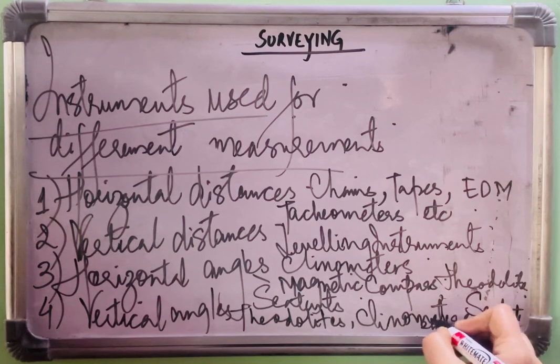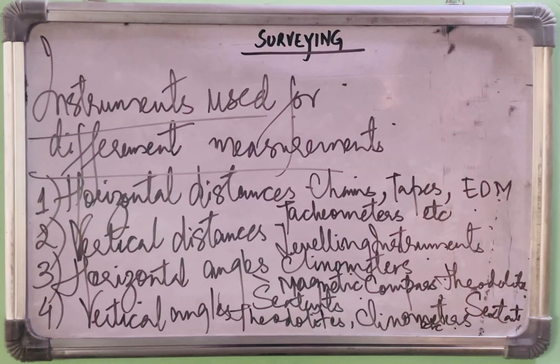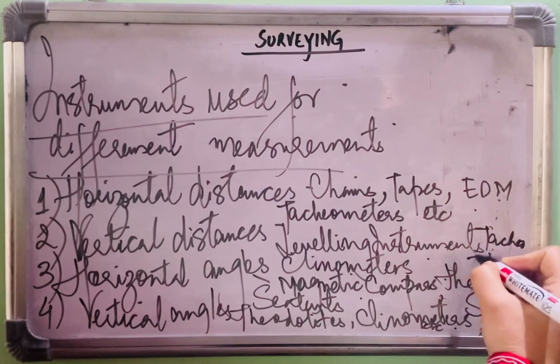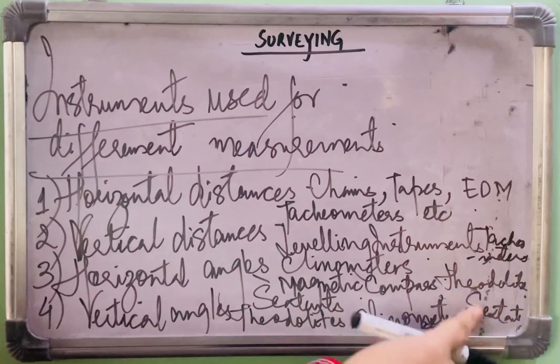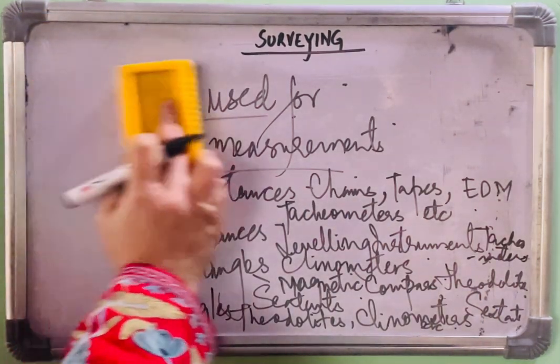So this was about the instruments used for different measurements in surveying, wherein we measured the horizontal distances by chains, tapes, tachometers, and EDM, etc. Vertical distances by leveling instruments, tachometers, etc. And horizontal angles by clinometers, magnetic compass, theodolite, sextants, etc. And we measure vertical angles by theodolites, clinometers, and sextants. This was about the instruments used for different measurements in surveying.